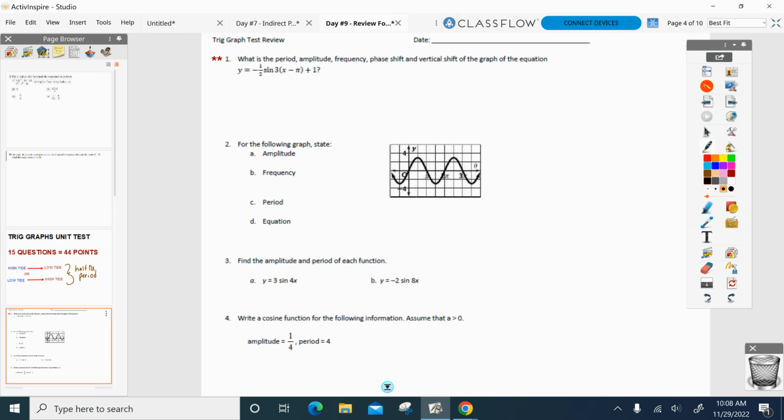Find all these values. Everyone was here yesterday, so everyone's got a study guide. So here we go. Let's start with number one. Find the period. The period's not going to be found on the equation. You have to use the formula every single time.